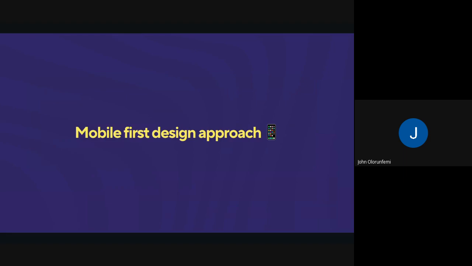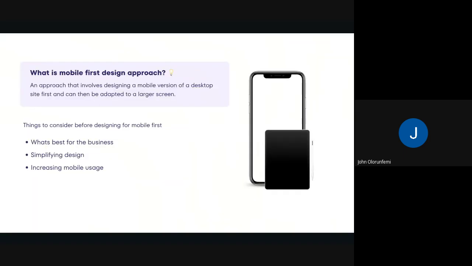There is also something called the mobile first design approach. I'm very sure a lot of you know this, and what it basically means is designing a mobile version of the desktop site first and then adapting to a larger screen. And there are also some things you could consider while designing for mobile first.